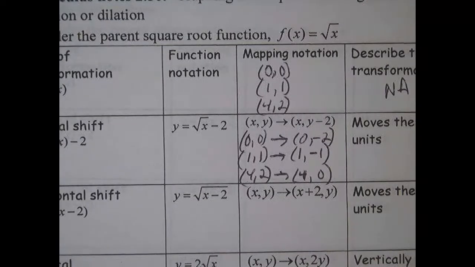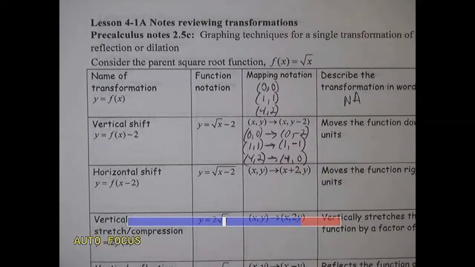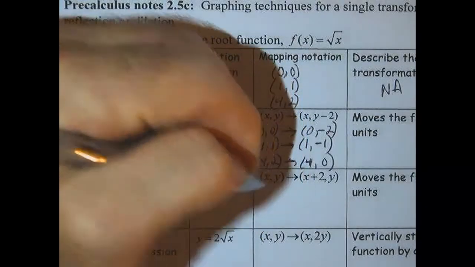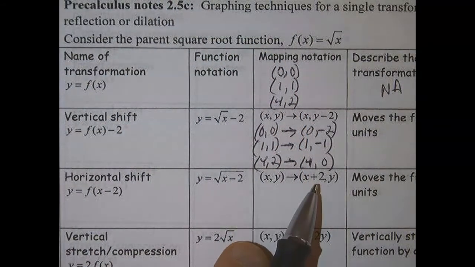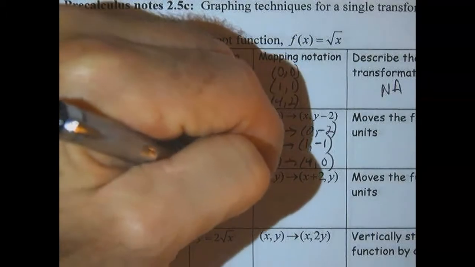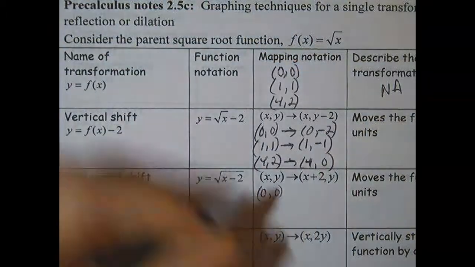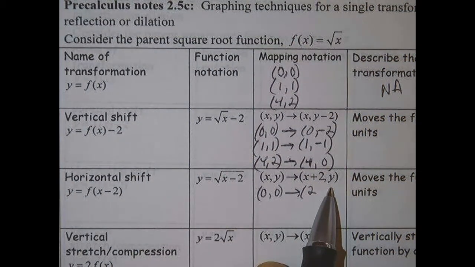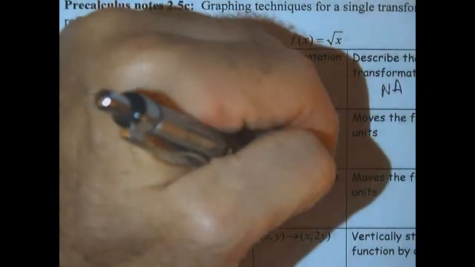What about a horizontal shift? A horizontal shift, you might remember, is the reverse of what you might expect it to be. In this case, the x, y goes to x plus 2. Whatever you want to do here is like what you have to do to this to get it to that. So that's why it's always reversed for the x's. So we have 0, 0 would go to x plus 2, so 0 plus 2, which is 2. And then the y doesn't change.